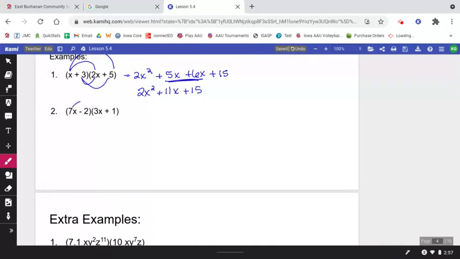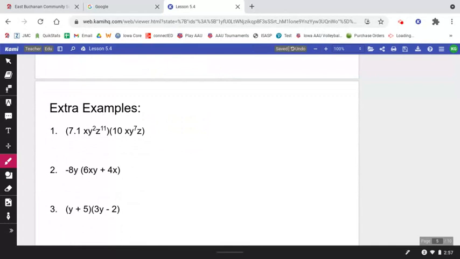Another FOIL method here, 7x times 3x is 21x to the second. 7x times 1 is 7x. -2 times 3x is -6x. And -2 times 1 is -2. So I have 21x squared plus 1x minus 2.